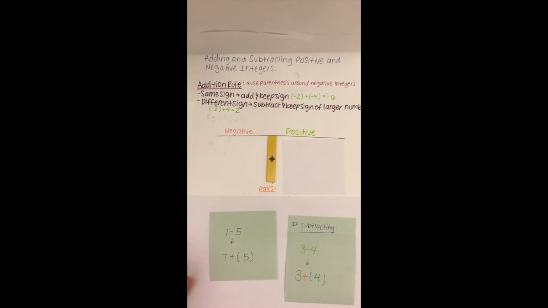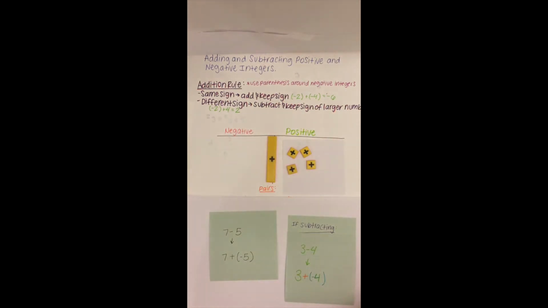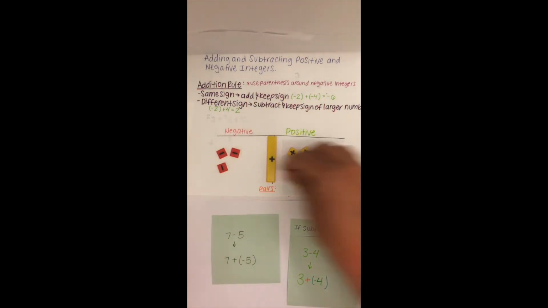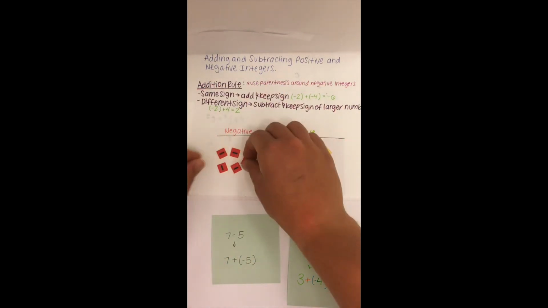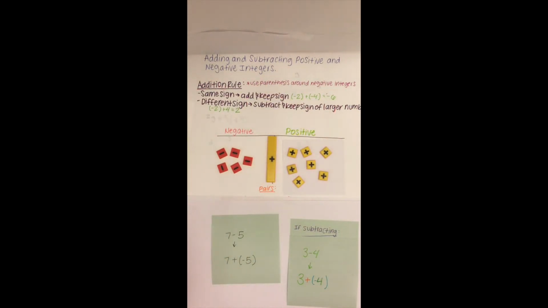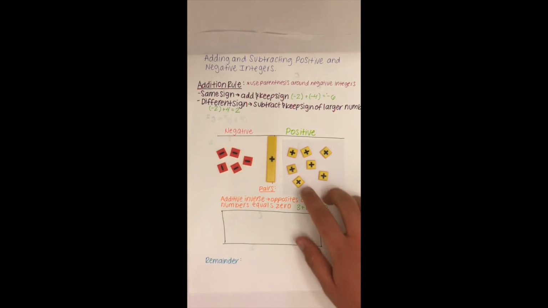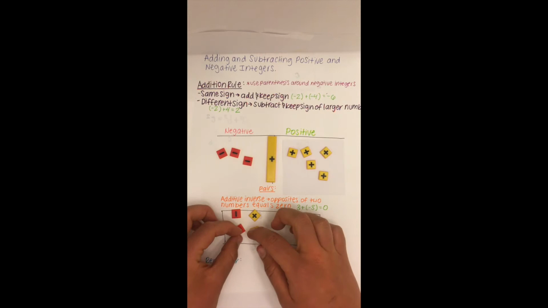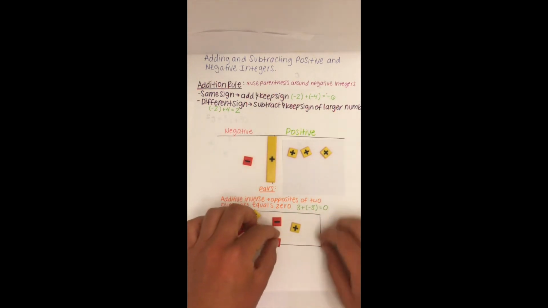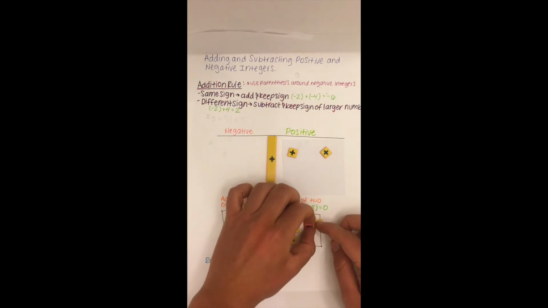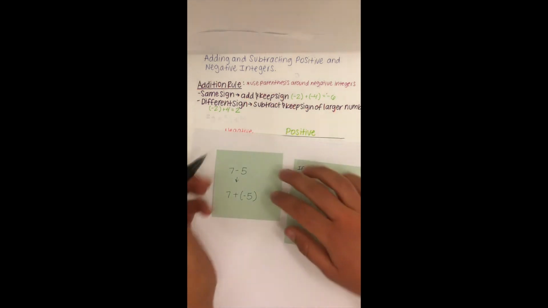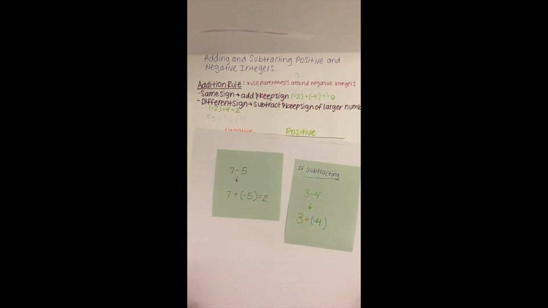So we're going to have 7 positive and 5 negative. That is 5. So we're going to do what we did before. Match them up, and see that again we are left with 2 positive tiles. So our answer is going to equal 2.